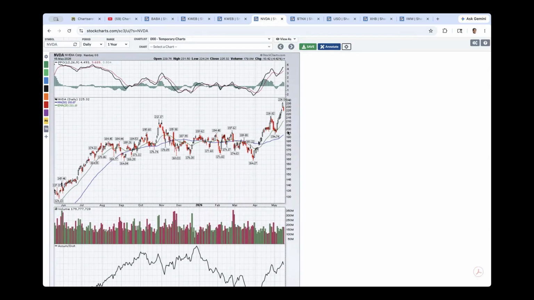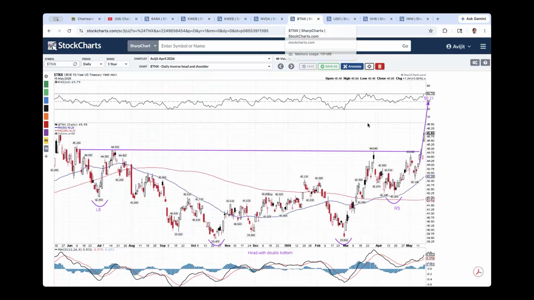A key technical breakout on the 10-year yield happened on Friday. We have previously cautioned about it. We've said potentially this could be an inverse head and shoulders, with higher yields meaning the bond market selling off.